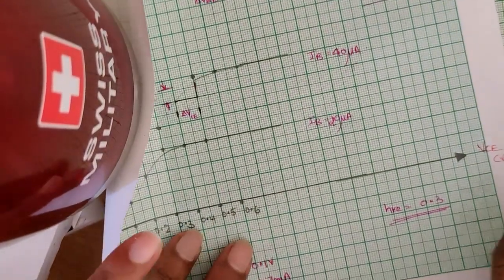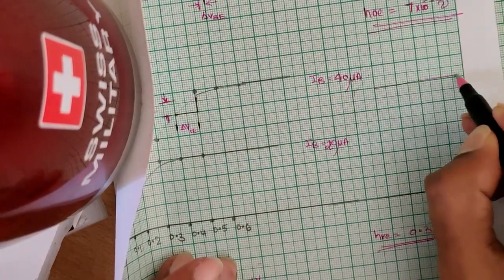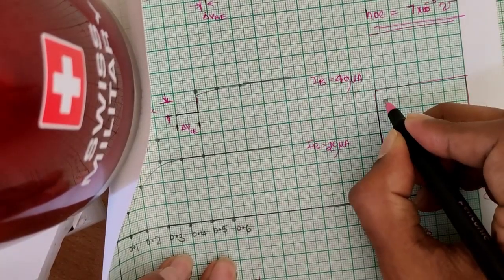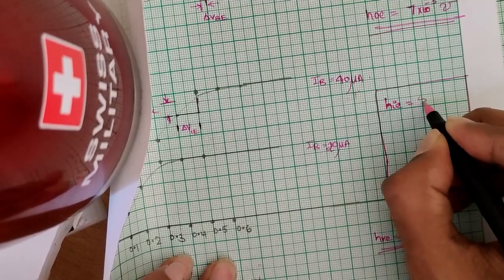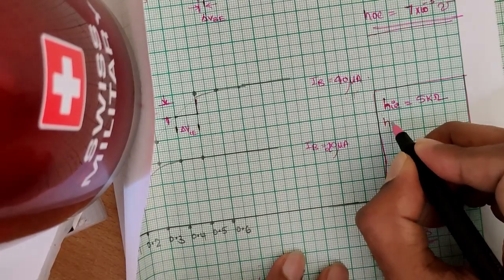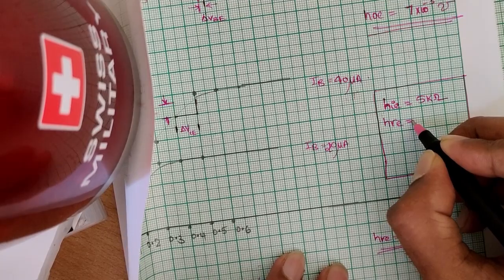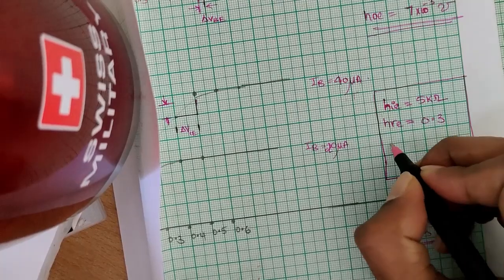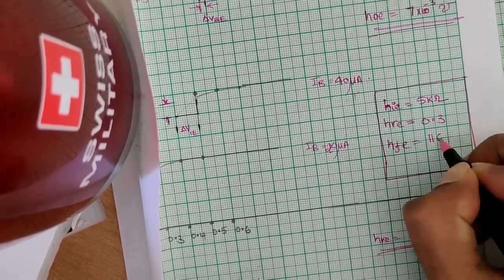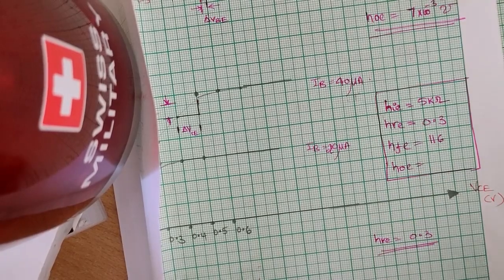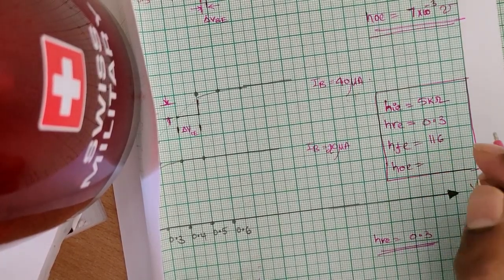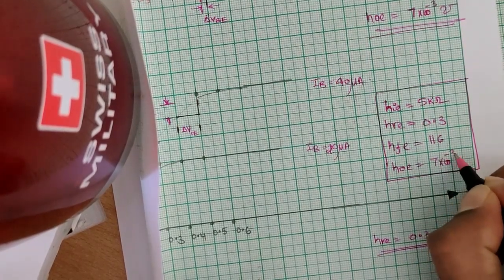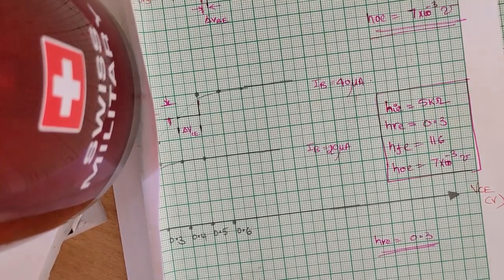So finally you can write down the H parameters of common emitter configuration. Firstly we have HIE, which is 5 kilo ohm. Then we have HRE, which is 0.3, it is dimensionless. And then we have HFE, which is 116. And then finally we have the admittance HOE, that is 7 milli. So 7 into 10 to the power minus 3 Siemens. So this is the experiment.